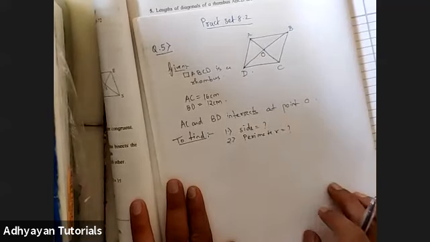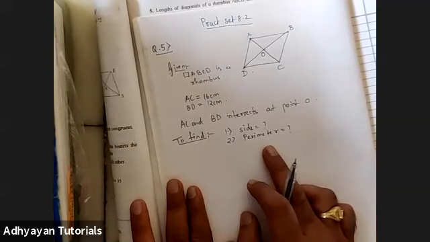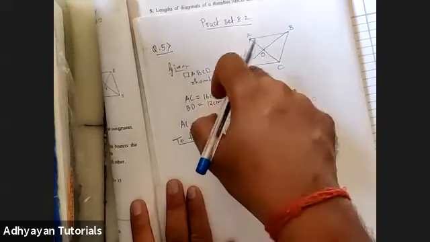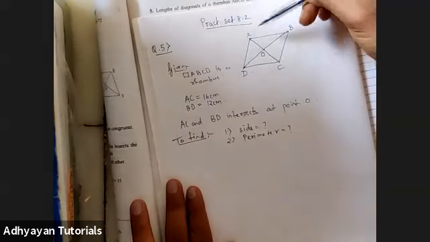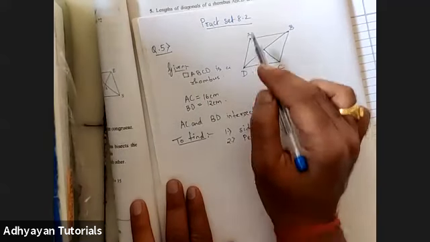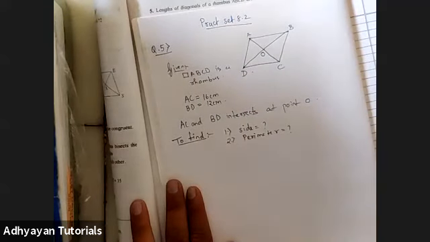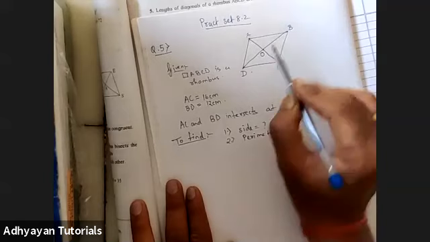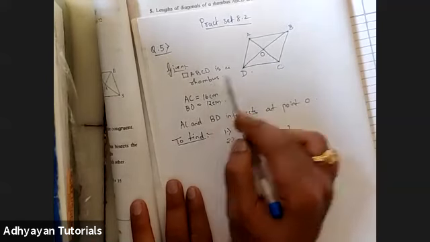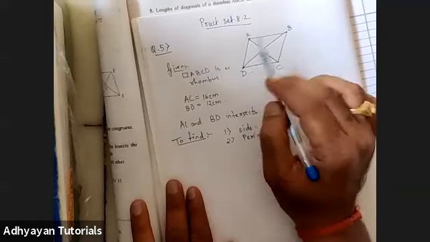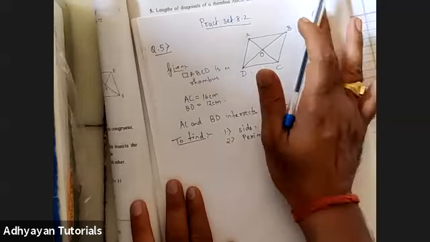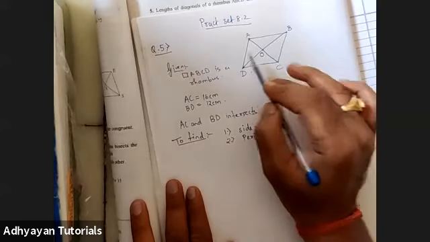Now, before we move ahead, I hope you all know the meaning of the word perimeter. Perimeter means sum of all the four sides. Matlab it has to be AB plus BC plus CD plus AD, right? But children, the definition of a rhombus is when all the four sides of a quadrilateral are congruent, then the quadrilateral is a rhombus. Matlab ye charo side equal hai.